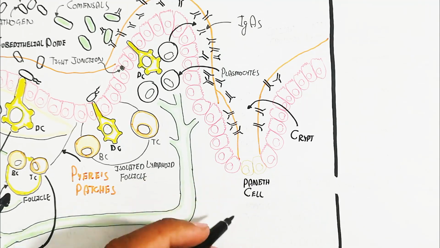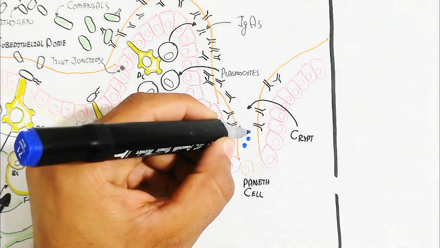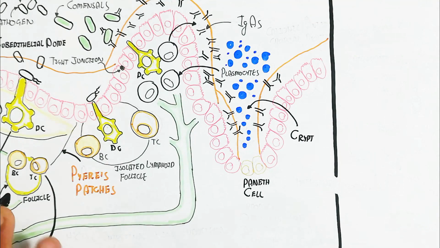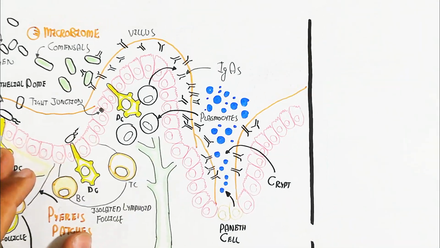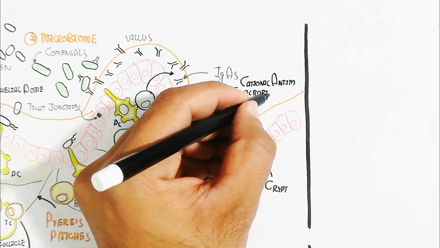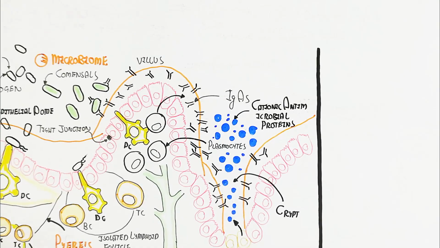This is the Paneth cell and this is the crypt. The Paneth cell is responsible for the production of mucus, antimicrobial protein and defensin. In this way, the cationic antimicrobial protein will protect against the pathogen in the lumen during digestion and during the eating time.